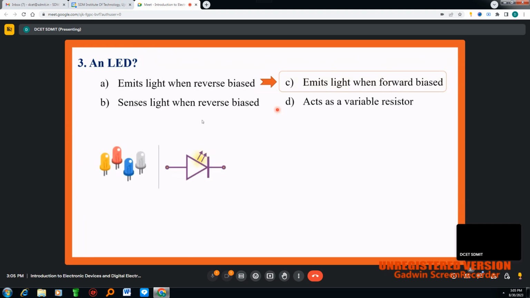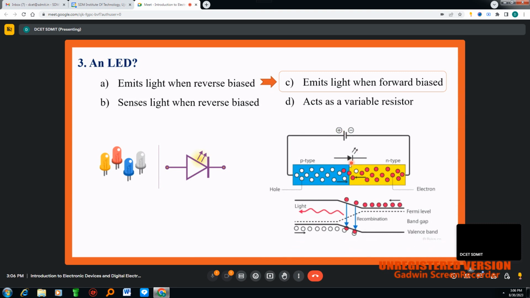Now you can observe, I think everyone has observed LEDs, in your house or in displays. To represent this LED in an electronic circuit, we use this symbol. So what is the difference? It looks like a diode only, but there is an arrow mark, an outward arrow. This arrow mark indicates that it is an LED, a light emitting diode.